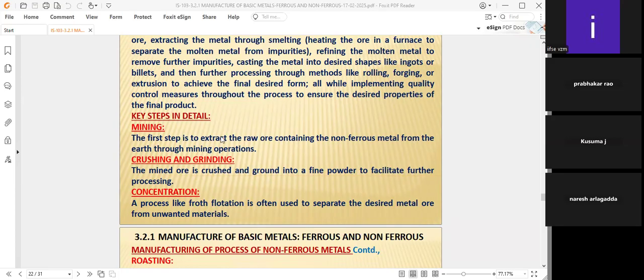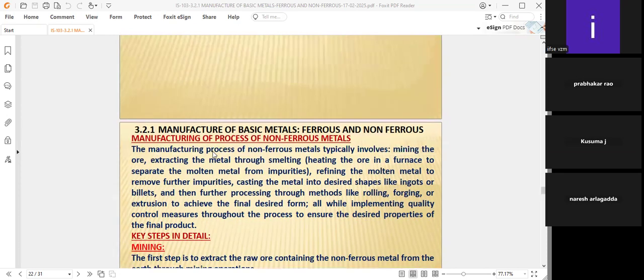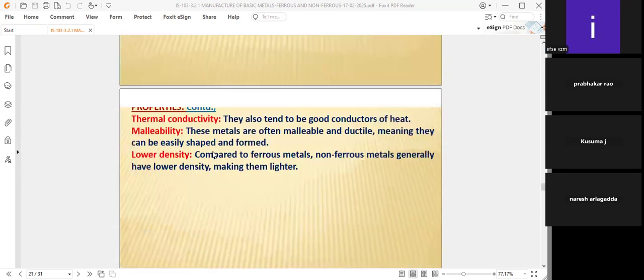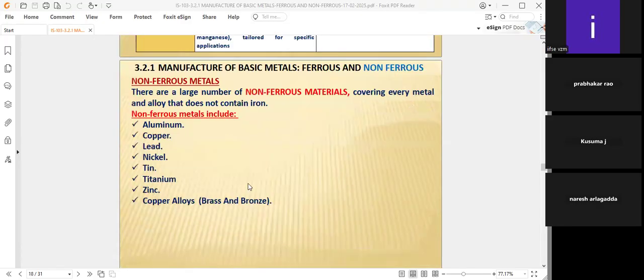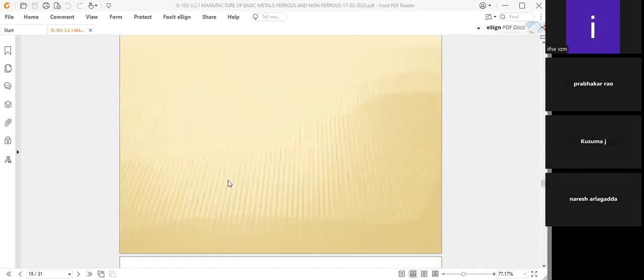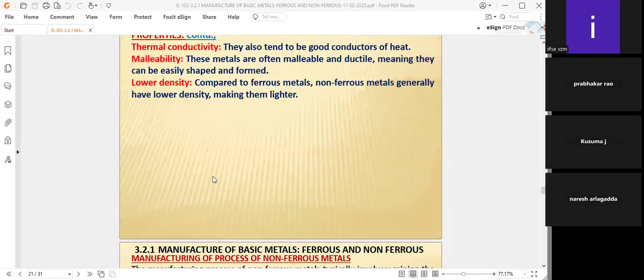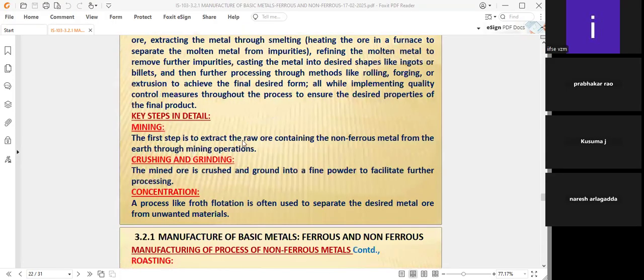Whereas non-ferrous, we treat depending upon the impurities contained in the ore. The first step is to extract the raw ore containing non-ferrous metal from the earth through mining. As already told, keep in mind that non-ferrous materials means these five, six or seven, and then see how to prepare them. First, you extract the raw ore containing non-ferrous metal from the earth through mining operations.